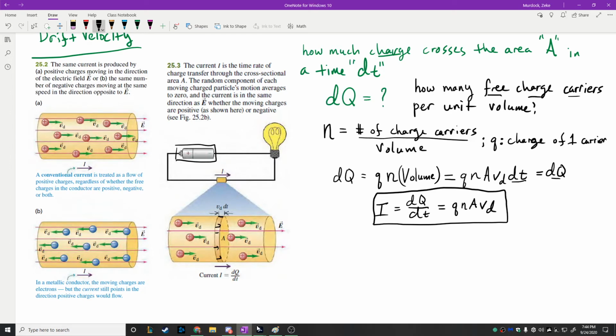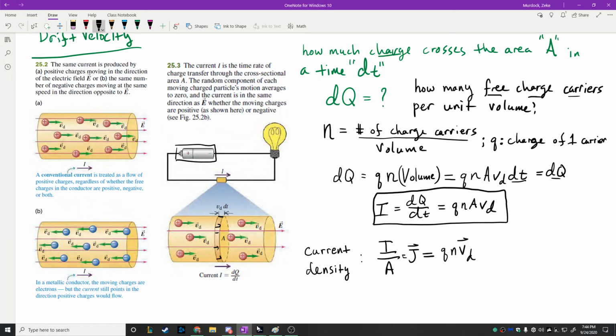So we're going to do a problem to actually calculate drift velocity. But before we do that, I also wanted to define one other thing: current density. Current density is basically the current divided by the area. This is actually a vector that we call J. And this vector J is given by Q N VD.